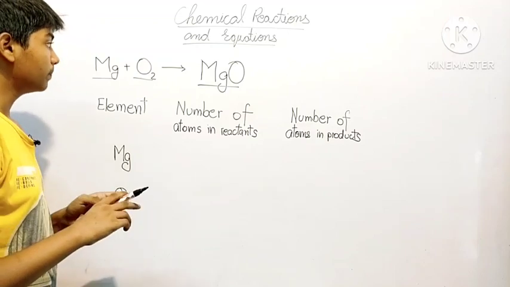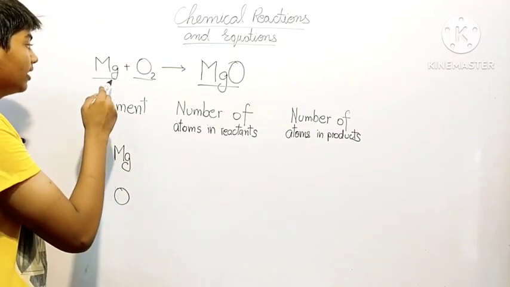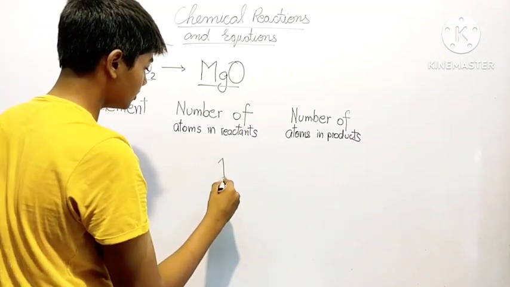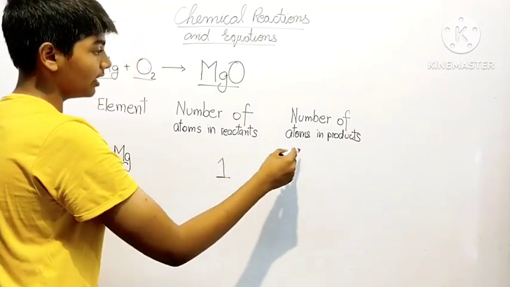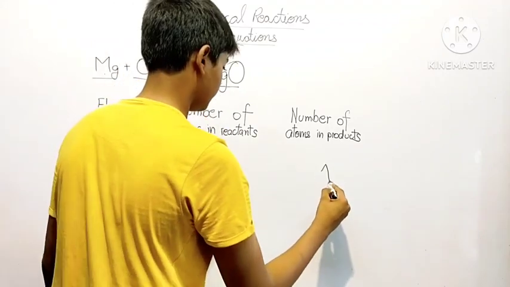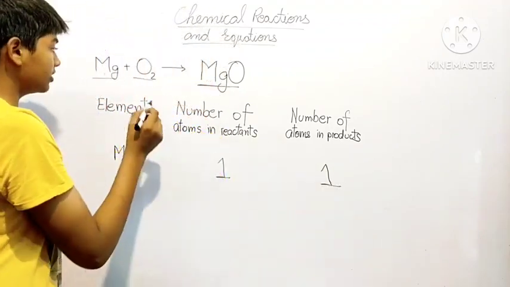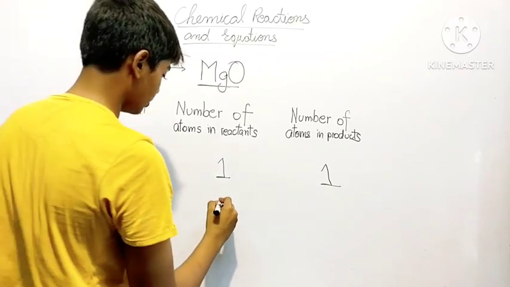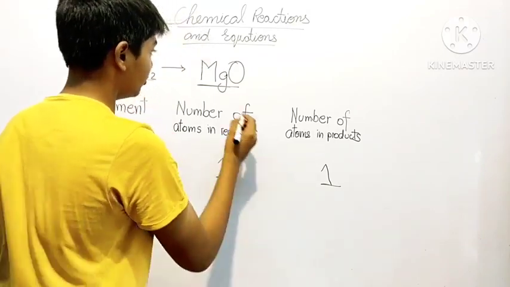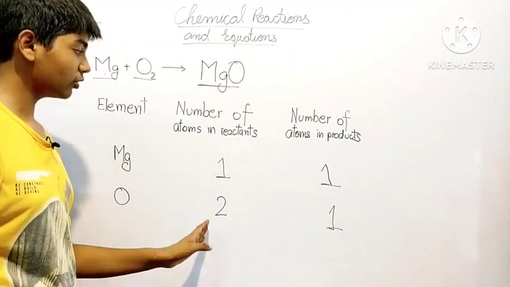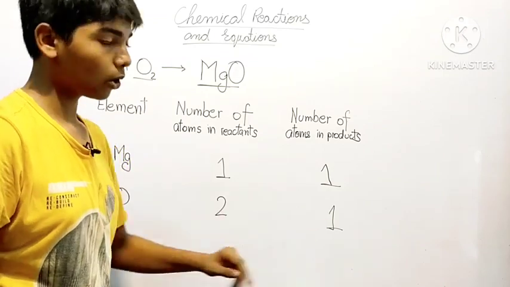So on the reactant side you have one atom of Mg, and on the product side you also have one atom of Mg. Now for oxygen, on the reactant side you have two atoms of oxygen, and on the product side you have one. So there's something wrong with oxygen. There are two in reactants but one in products.